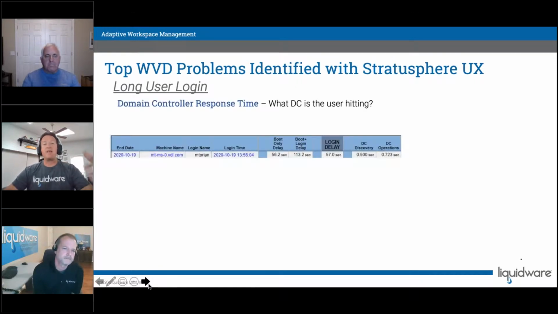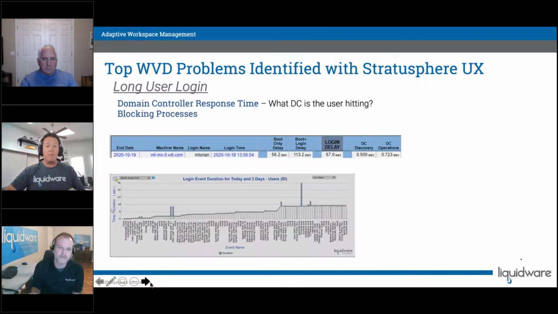And there's a lot of things that can cause a long user login time, right? Domain controller response time is huge. Maybe that domain controller is in the wrong region. Maybe that domain controller doesn't have enough resources. But that's one of the things that we run into a lot, especially when we start talking about environments that are spread across multiple geographic areas, multiple Azure regions.